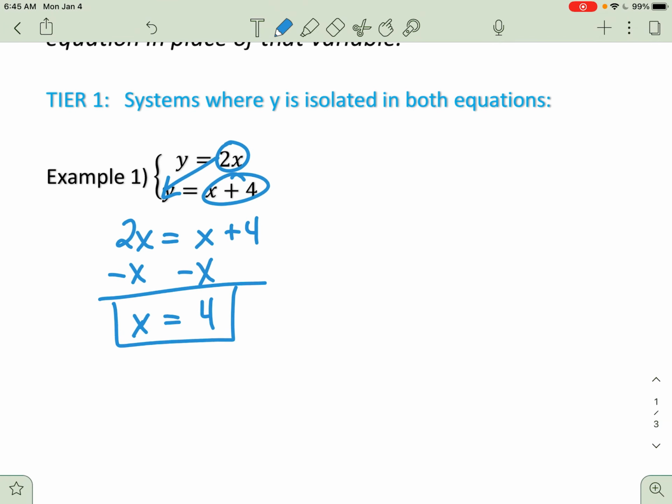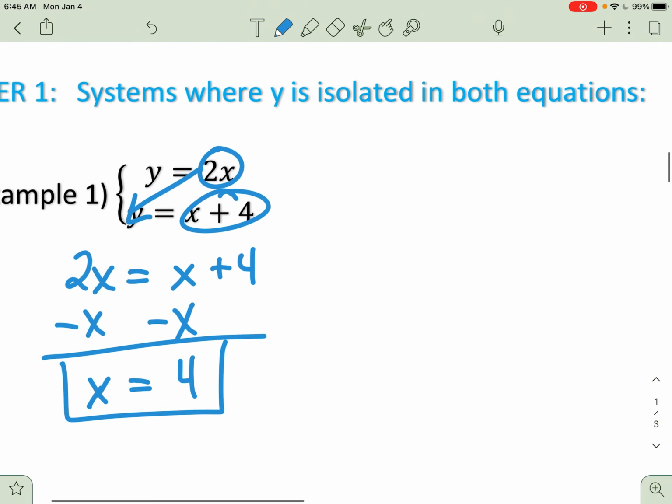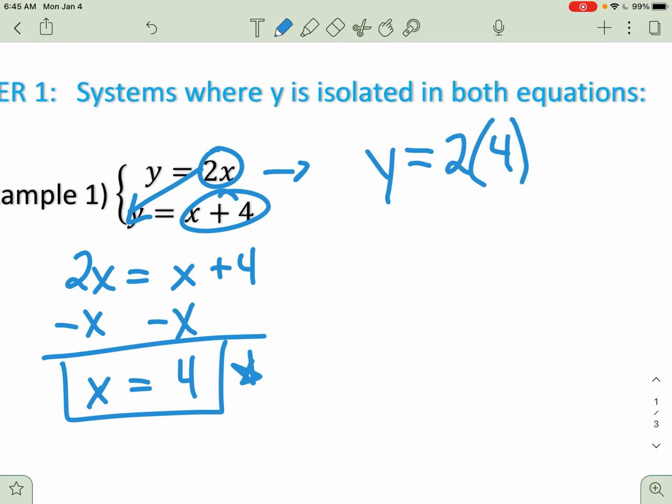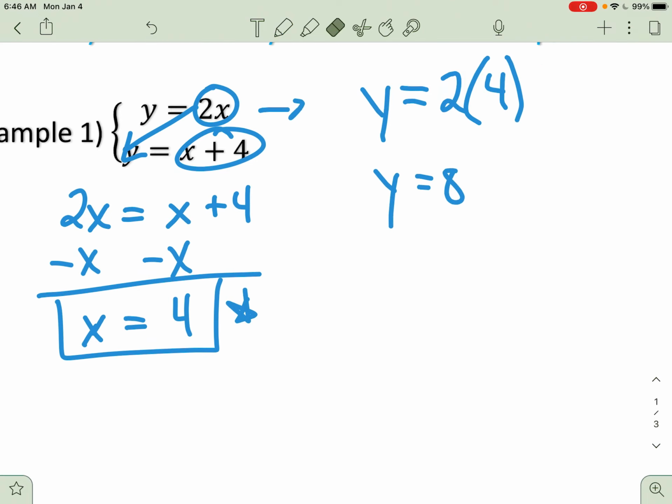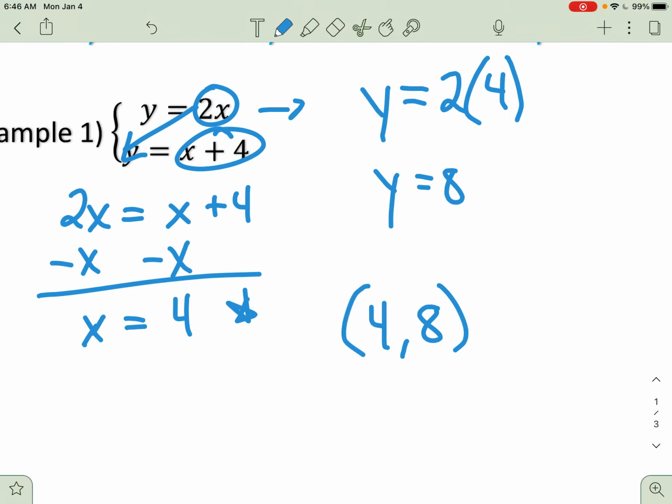Okay, so this is x equals 4. All right, so that's our x value. Now, take this top one, because it looks like it's the easiest one to plug in for, but you can plug in for either one. Remember, a solution is where we want both an x and a y value. So y equals 2 times x, which is our 4 that was down here. So y equals 8. So our solution is 4 comma 8.